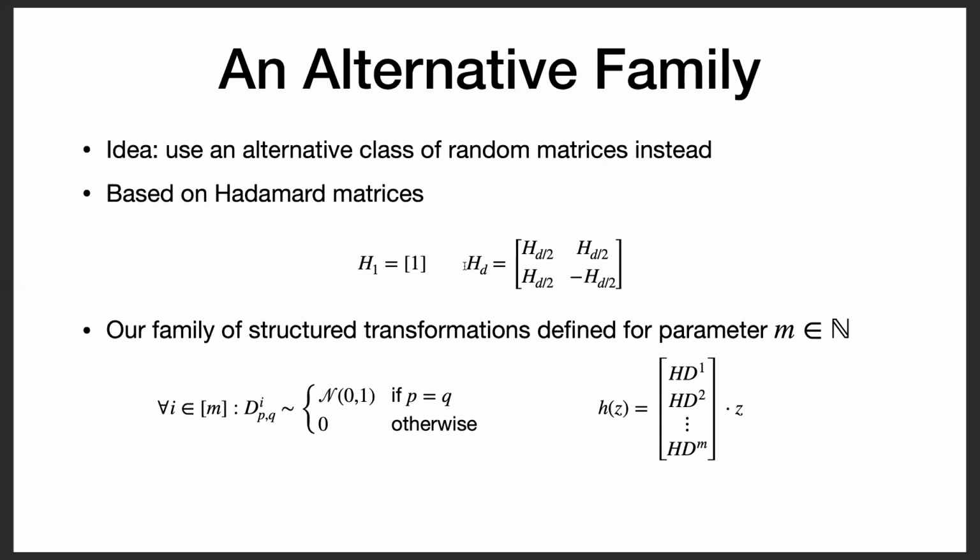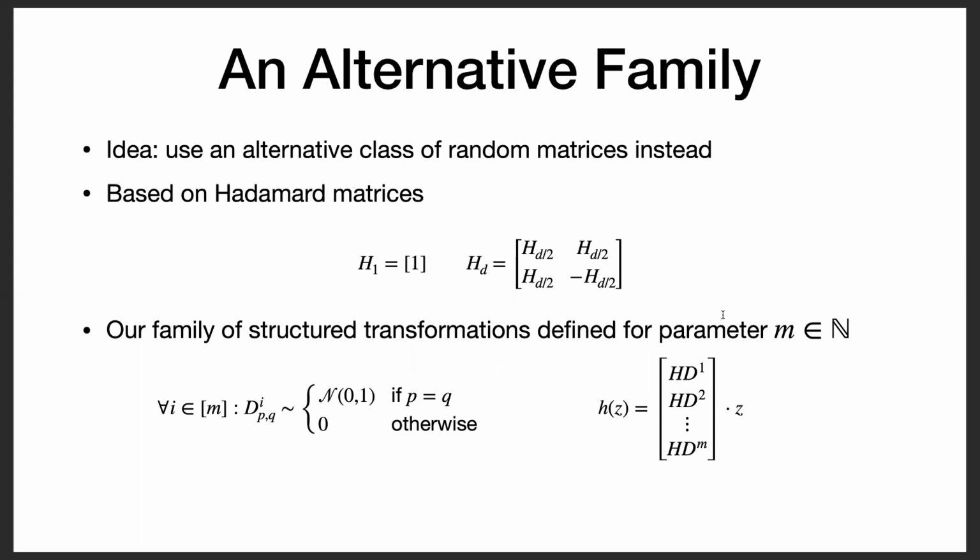One thing to note is that an appropriate normalization of these Hadamard matrices turns out to be orthonormal. And the second interesting fact is that each entry of a Hadamard matrix is either plus or minus 1. Given this definition of a Hadamard matrix, we are now ready to describe our family of structured transformations.